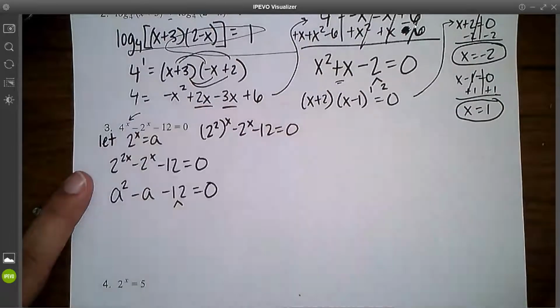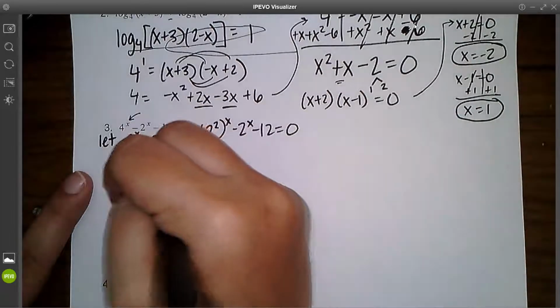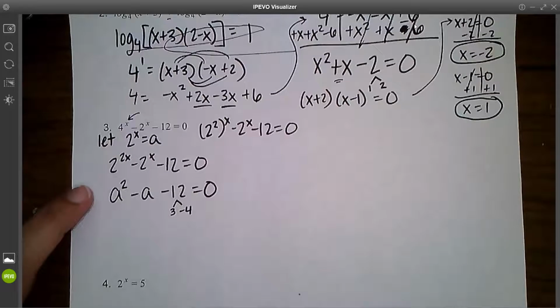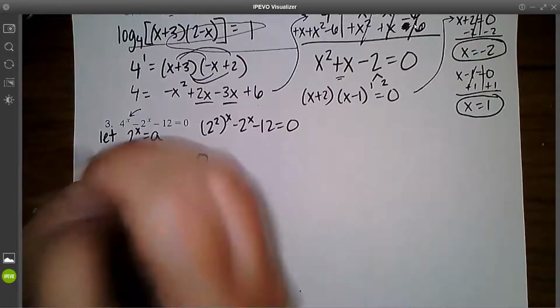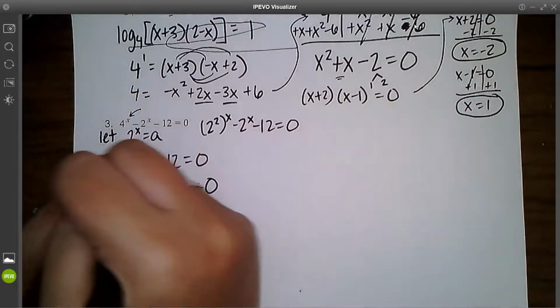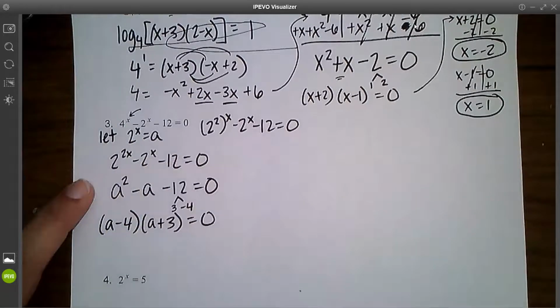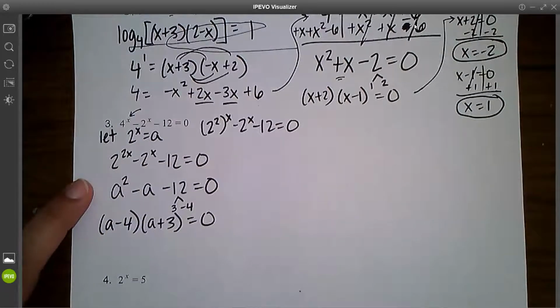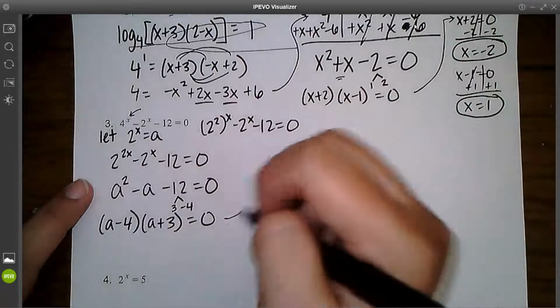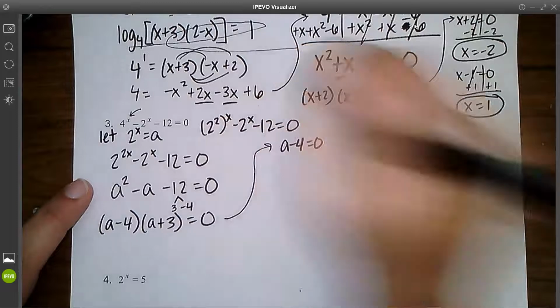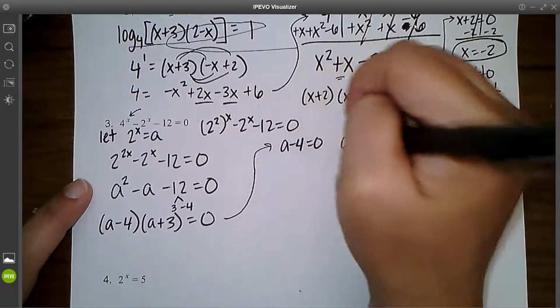Factors of 12 that give me -1 are 3 and -4. You have 1 and 12, 2 and 6, 3 and 4. So I have a minus 4 times a plus 3 equals 0. Then I can use the zero product property with those things. So I have a minus 4 equals 0 and a plus 3 equals 0.